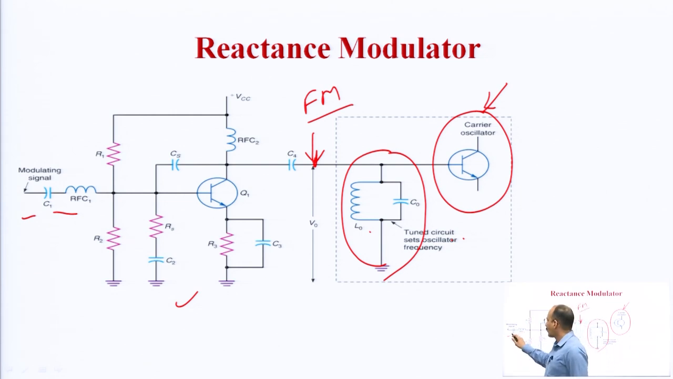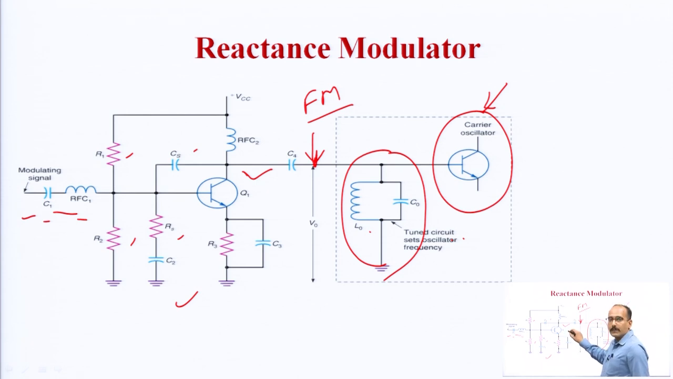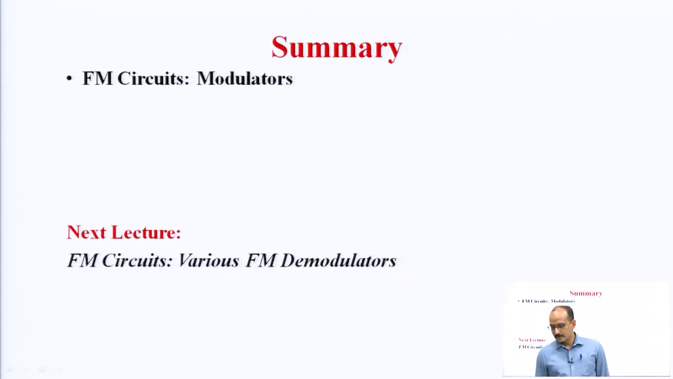Here, this is the modulating signal. You are getting the RFC signal here. This is basically the radio frequency choke. Then R1, R2, RS, CS, and this transistor. And that transistor is basically used in common emitter configuration. That common emitter configuration is actually used for amplification purpose.